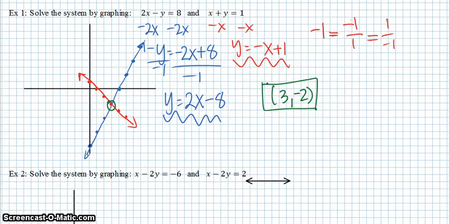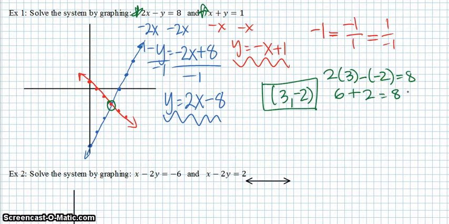If you wanted to double check that it worked, I'm just going to do it for this one. I'm going to plug into the original two equations right here. 3 is my x and negative 2 is my y, and see if it makes the statement true. So 2 times 3 minus a negative 2 equals 8. Well, that's 6 plus 2 equals 8, which is true.